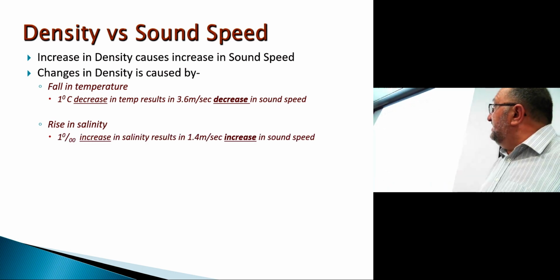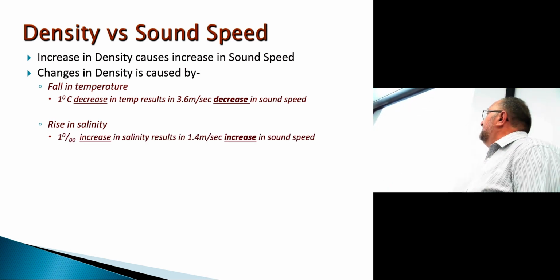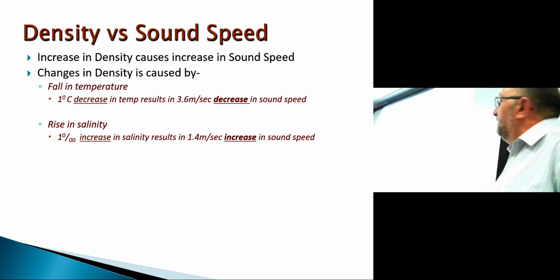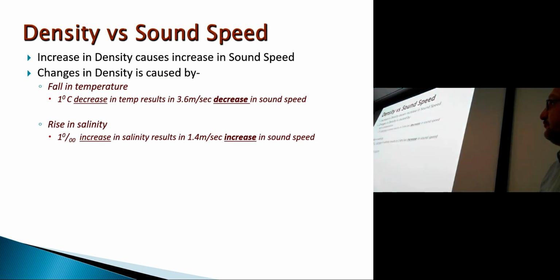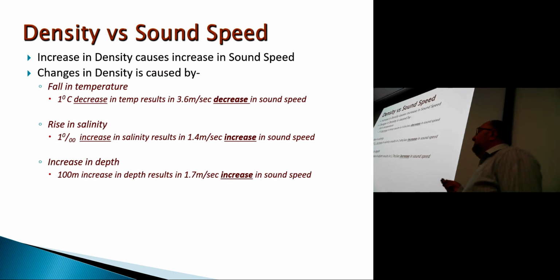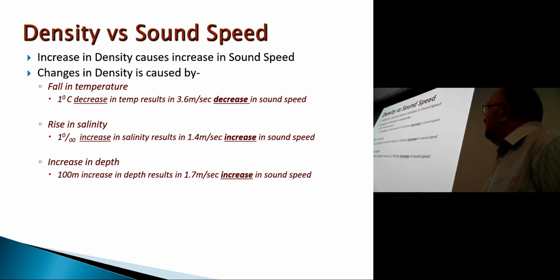So a rise in salinity. If you get a rise in salinity of 1 part per thousand, the speed of sound through water will increase by 1.4 meters per second. Increase in depth. For every 100 meters you go down through the water column, you get an increase in sound speed of 1.7 meters per second.